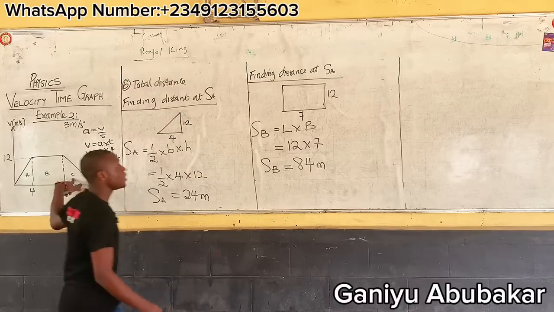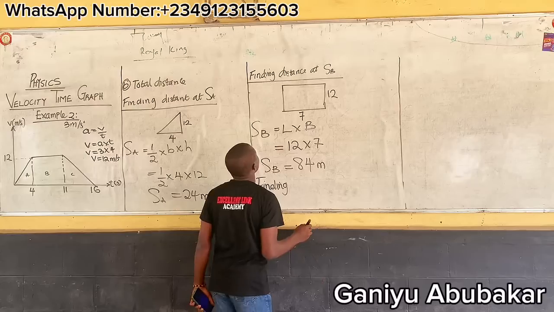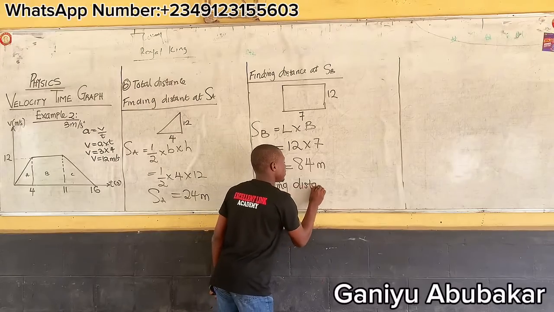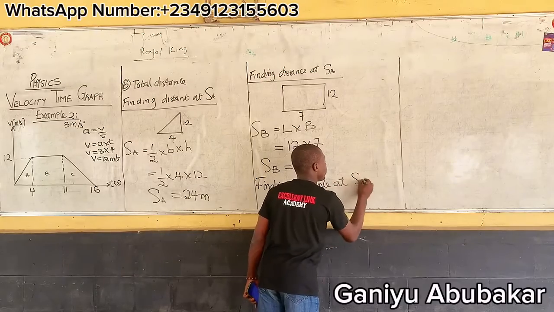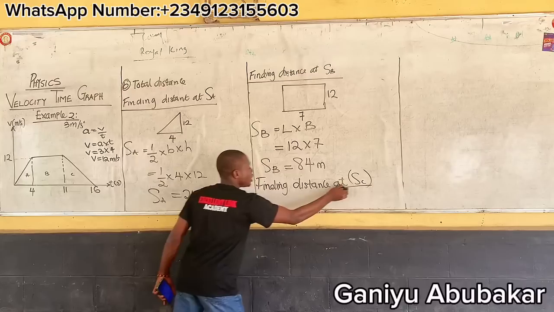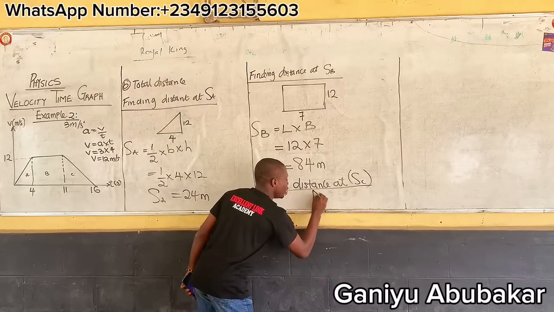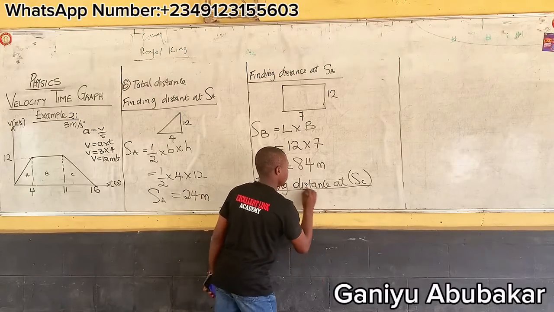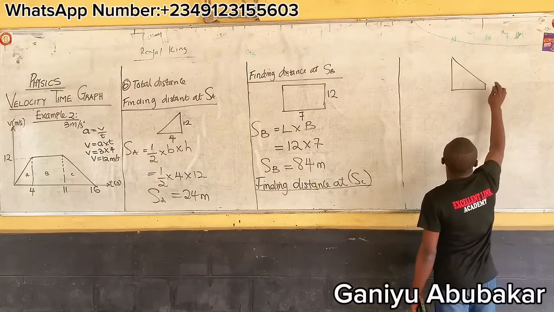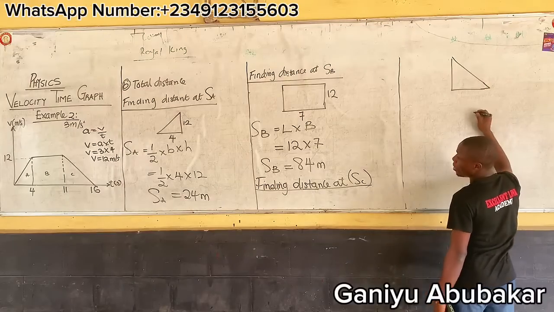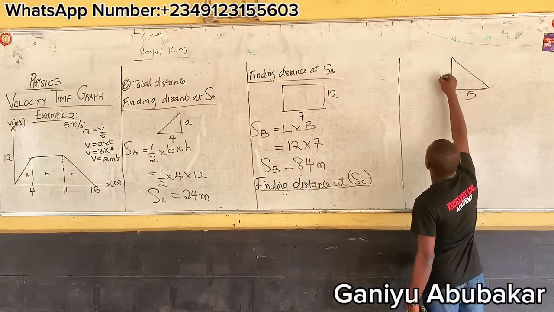What next there? C. So finding distance at SC. For SC, what am I seeing there? What shape is there? A triangle. So I have a triangular shape in nature. What will be here? 5. What will be here? 12. So what do I get?